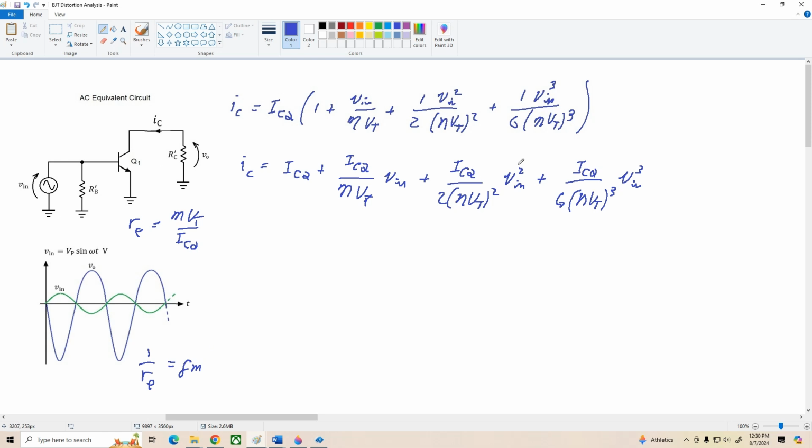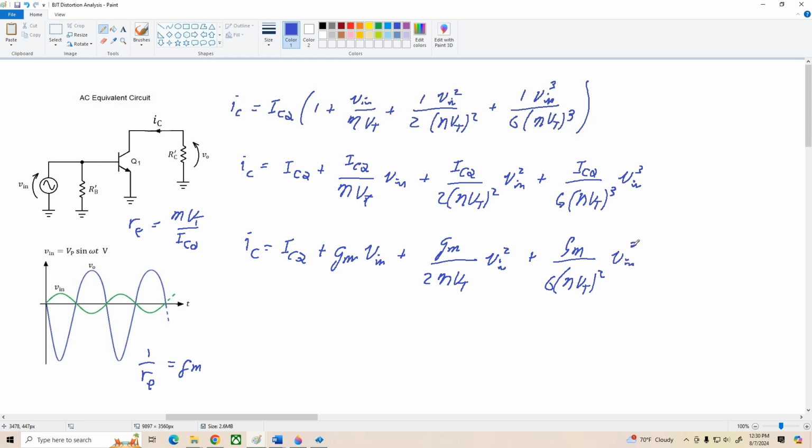So let's take these terms and express them in terms of transconductance, and that gives us I sub c equals ICQ plus gm times v in, that's our linear gain term, plus gm divided by 2 eta vt times v in squared. All right, we're factoring one of the eta vt's out, so we're reducing the power. All right, plus gm over 6 times the quantity eta vt squared times v in to the third power.